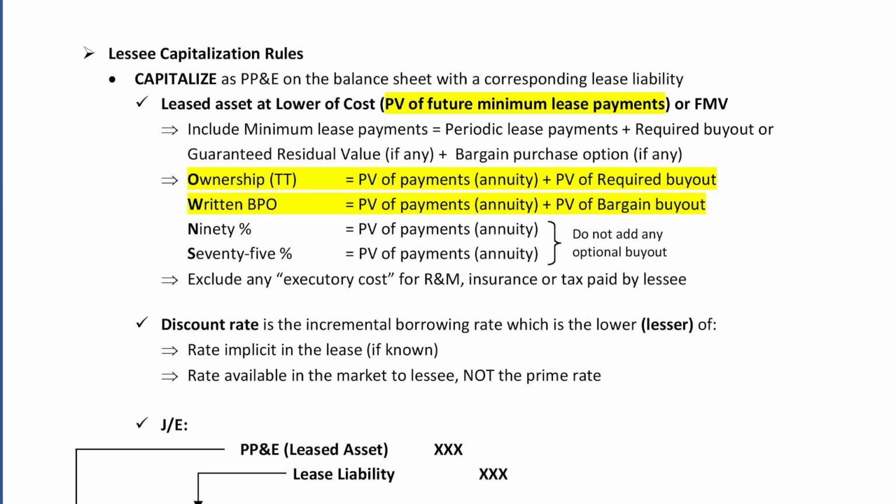Now, if the O and W criteria are not met, then we're looking at the N criteria. Highlight 90% equals present value of annuity payments. And for the S criteria, highlight 75% equals present value of annuity payments. So if the O and W criteria are not met and we are classifying it as a capital lease on the lessee's books because of the N or the S criteria, make sure you do not add any optional buyout, which is not a bargain purchase option. Now for the lessee, exclude any underlying executory cost. So if there are any repairs and maintenance, insurance or taxes paid by the lessee, make sure you write expense as incurred.